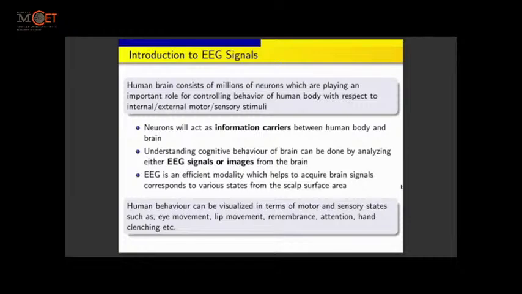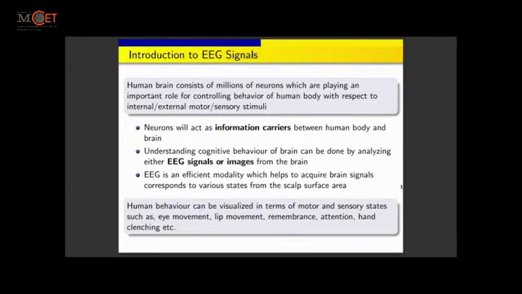So that's one of the things that we need to consider. Now if I see this chart, it has the types of brain waves: the gamma wave, beta wave, alpha wave, theta wave and delta wave. We'll start from here: 1 to 4 hertz is the delta wave, 4 to 8 hertz is the theta wave, 8 to 12 hertz is the alpha wave, 13 to 30 hertz is the beta wave, and higher than 30 hertz is the gamma wave.